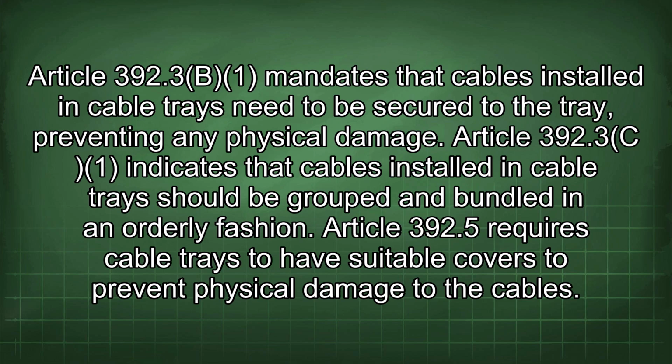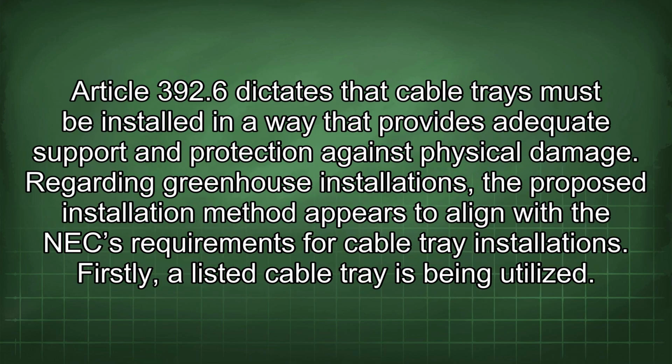Article 392.5 requires cable trays to have suitable covers to prevent physical damage to the cables. Article 392.6 dictates that cable trays must be installed in a way that provides adequate support and protection against physical damage. Regarding greenhouse installations, the proposed installation method appears to align with the NEC requirements for cable tray installations.